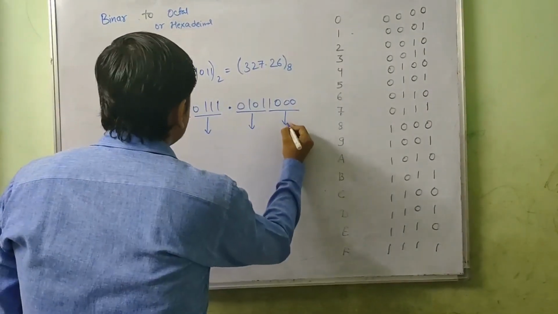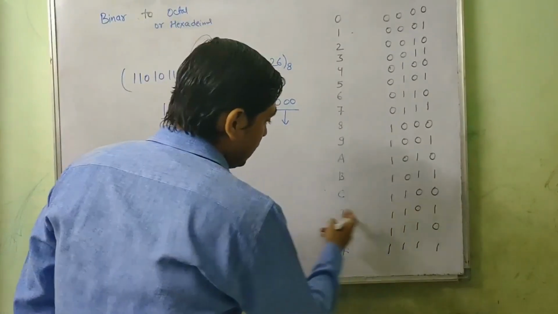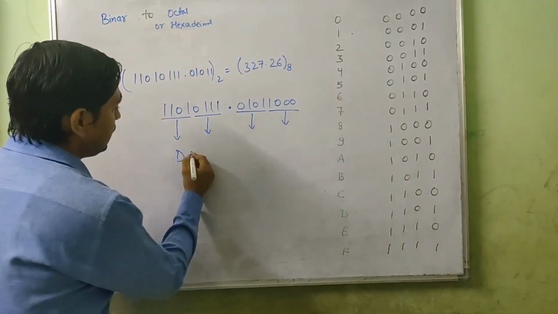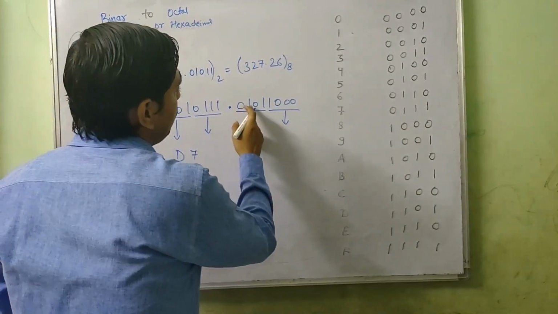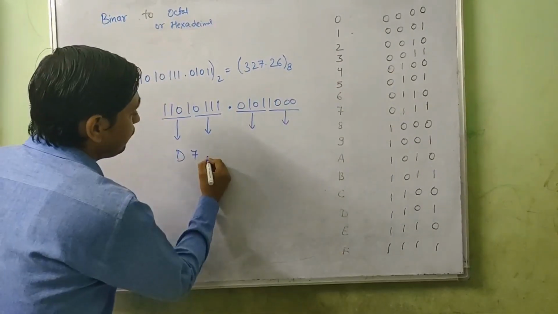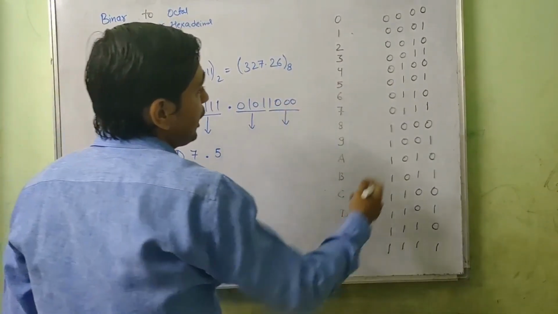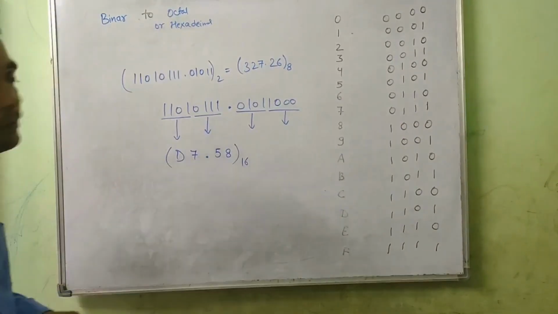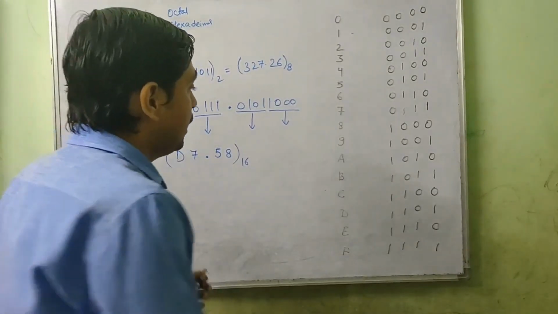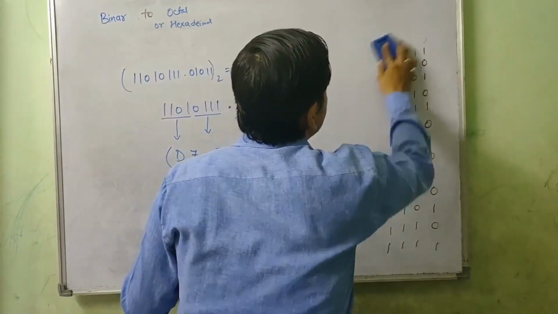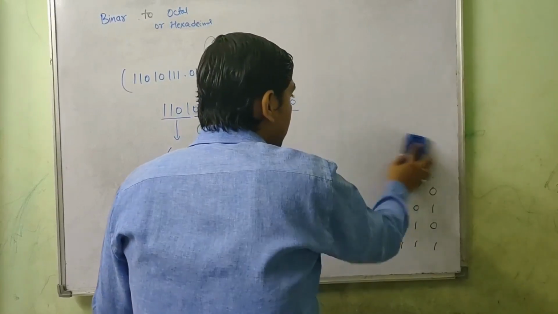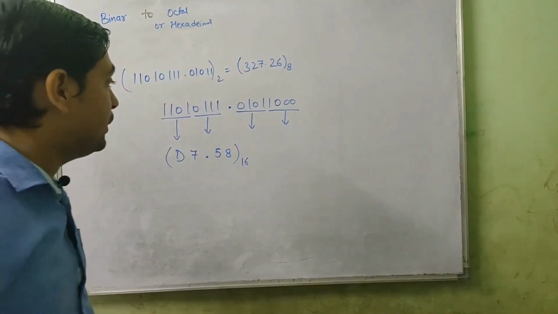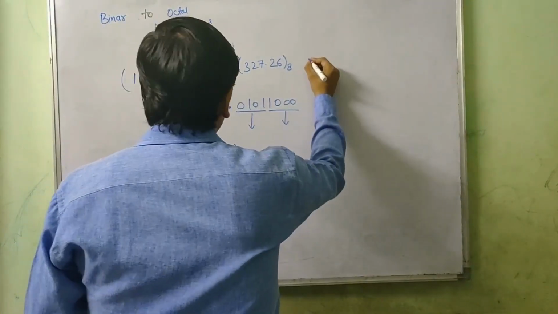For example, let's see 1101. So 1101 is representing D, 0111 is representing 7. Now 0101, that is 101, is representing 5, and 1 followed by 4 zeros is representing 8. So this is the corresponding hexadecimal number of the same binary number. So this is how you are going to convert octal into binary, hexadecimal into binary, binary into octal, or binary into hexadecimal.